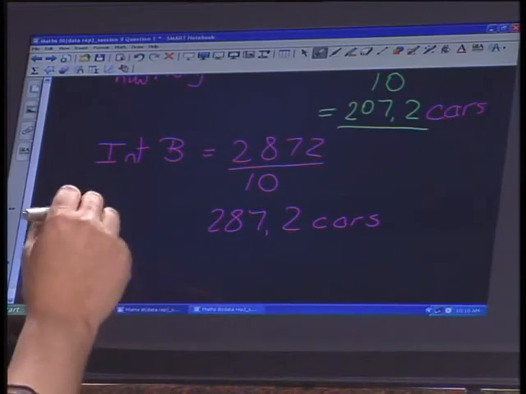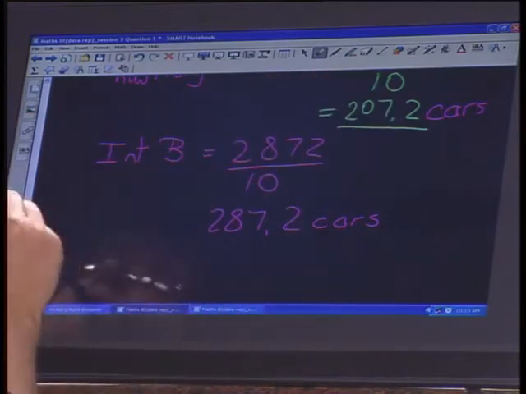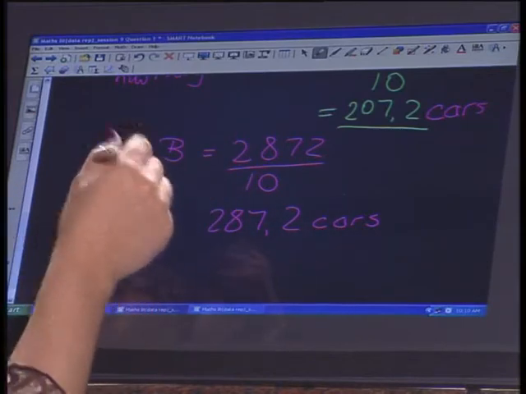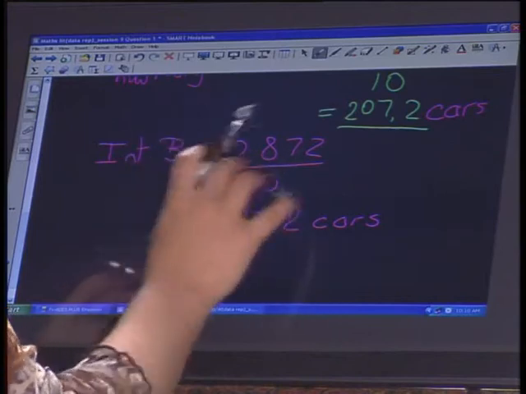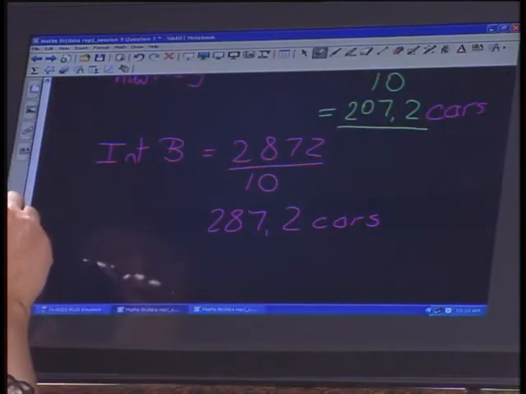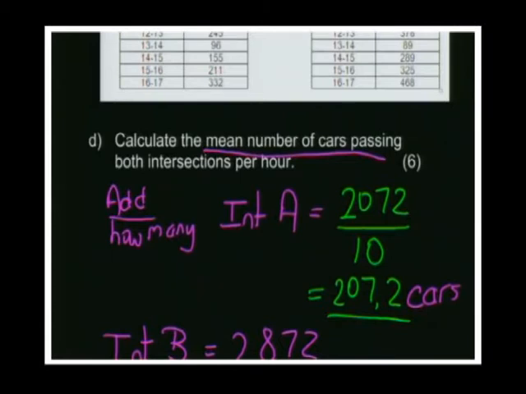So we've now got the two answers. Again, I can leave that point 2 exactly the same. Quite clearly, I can see that intersection B had a higher mean than intersection A. Have I answered the question correctly? It says calculate the mean number of cars passing both intersections per hour.